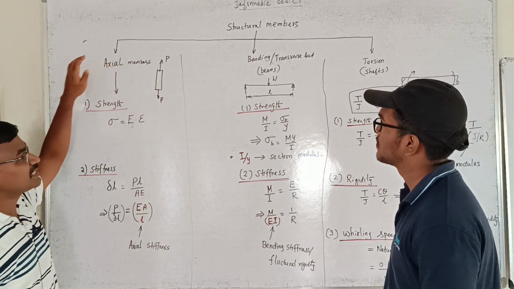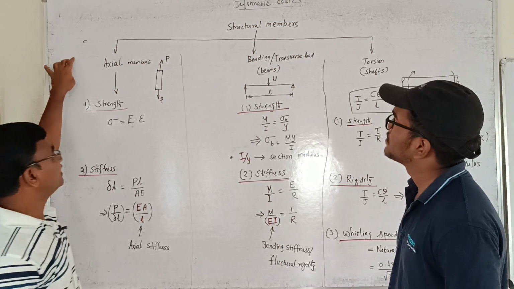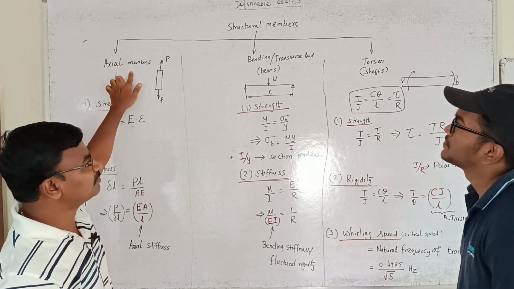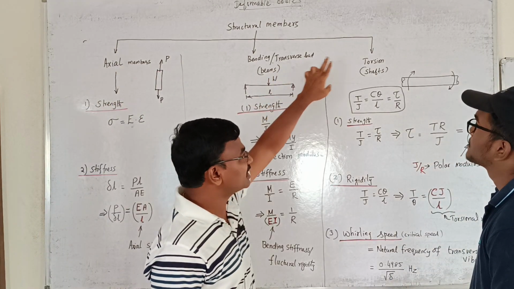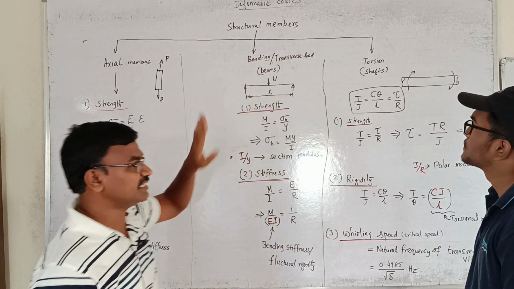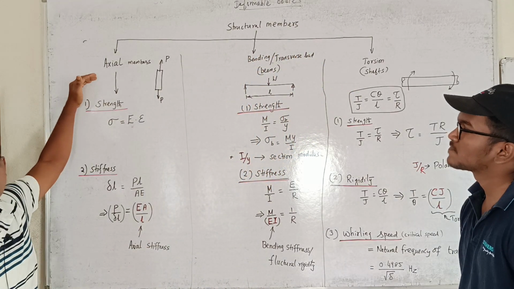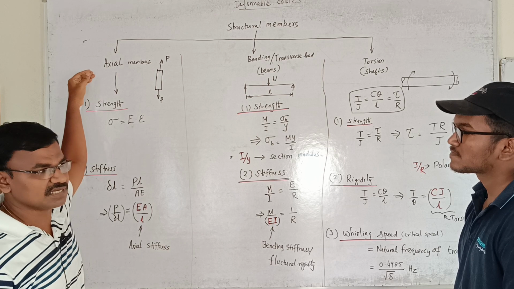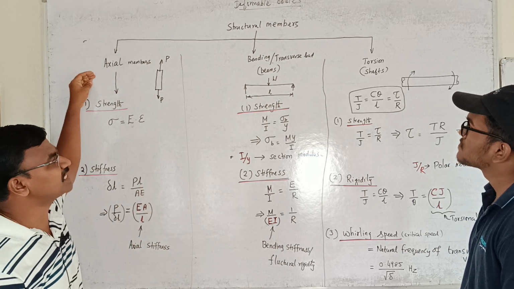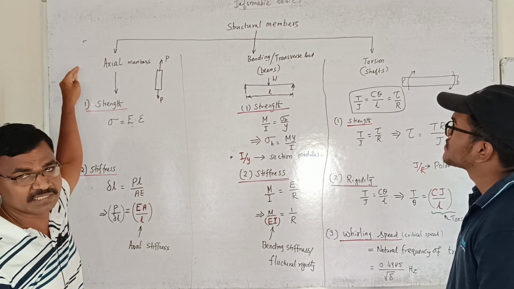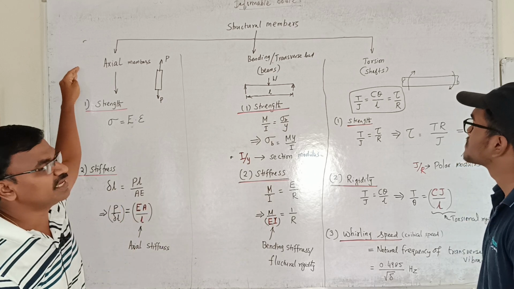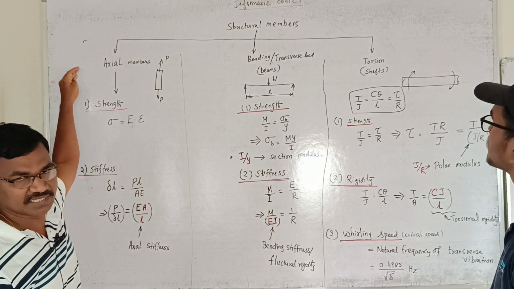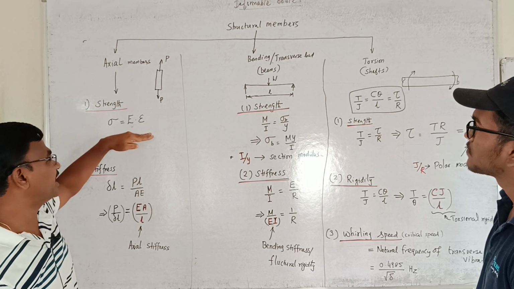So structural members in strength of materials are broadly classified into three categories: axial members, then transverse members and torsional members. Three categories. On what basis the structural members are designed, and on what basis the beams or transverse members are designed, or on what basis a torsional member or shafts are designed. So this we will see today.